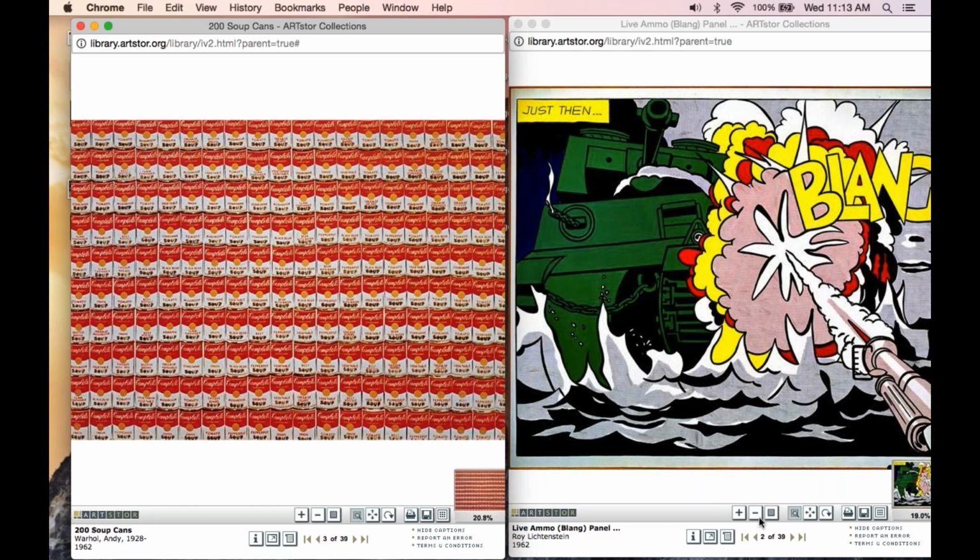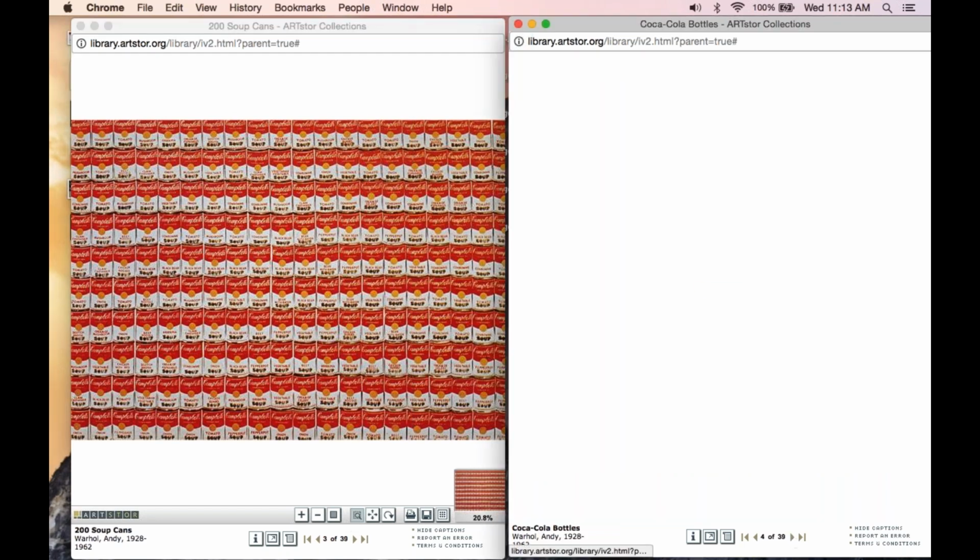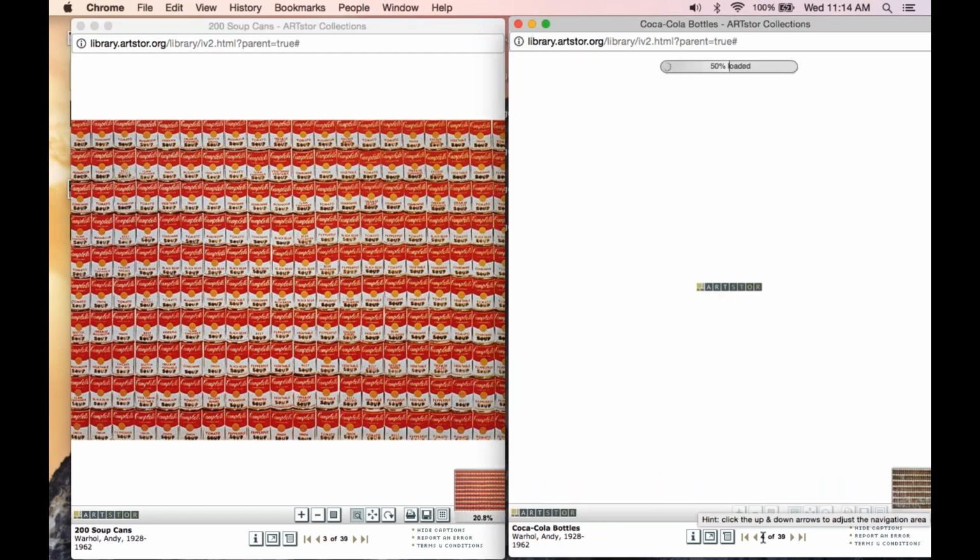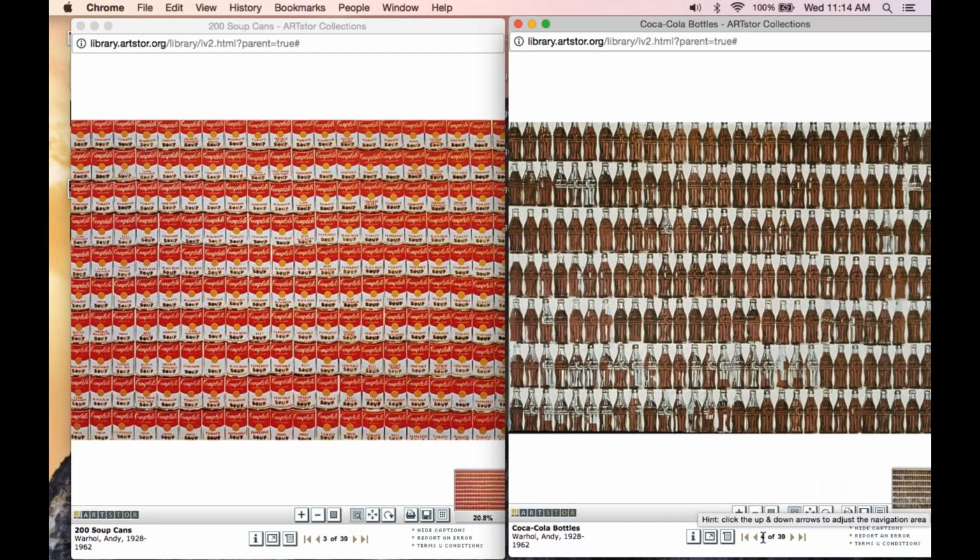Let's look here on the right-hand side at another work by Andy Warhol, and this is his Coca-Cola bottles. What he does with both of these images, the Campbell soup cans on the left-hand side and the Coke bottles on the right-hand side, is put them in repetition within a grid. And this helps to emphasize the commodity status of these products, like you would see them stacked up on a store shelf.